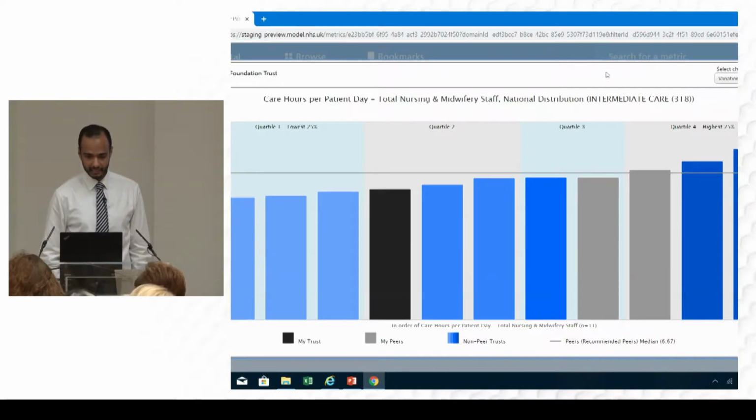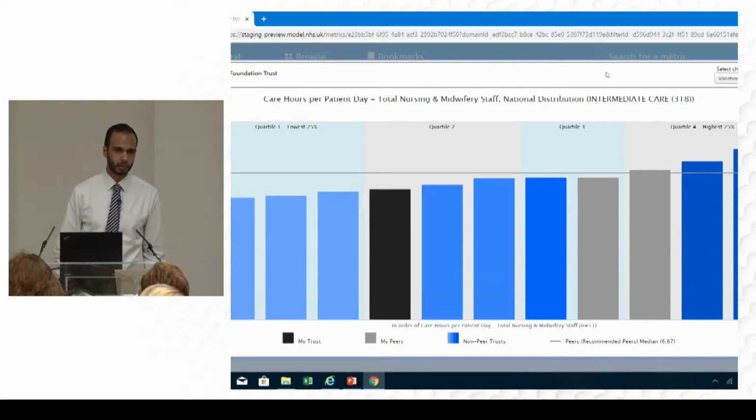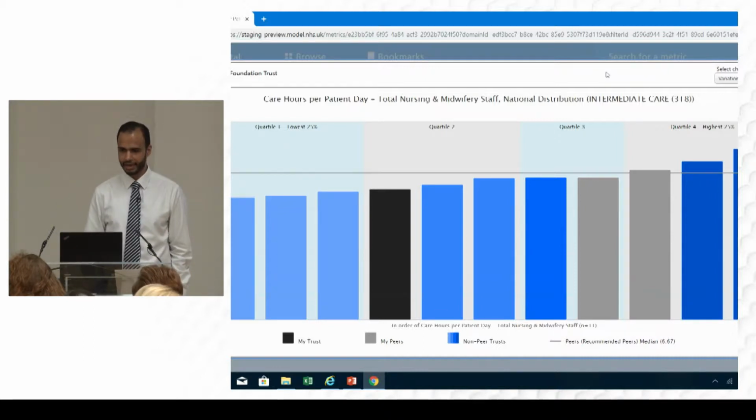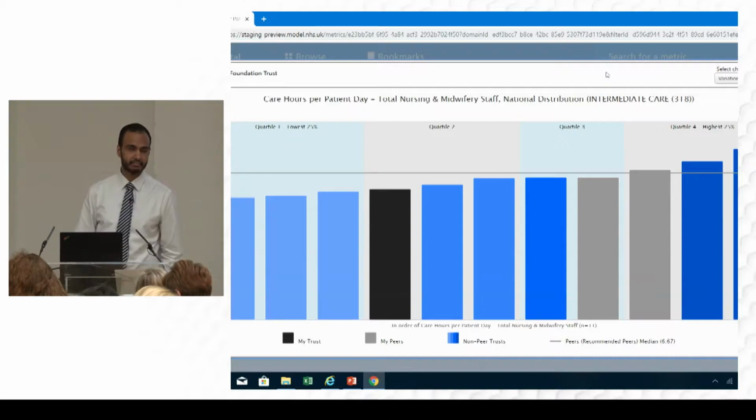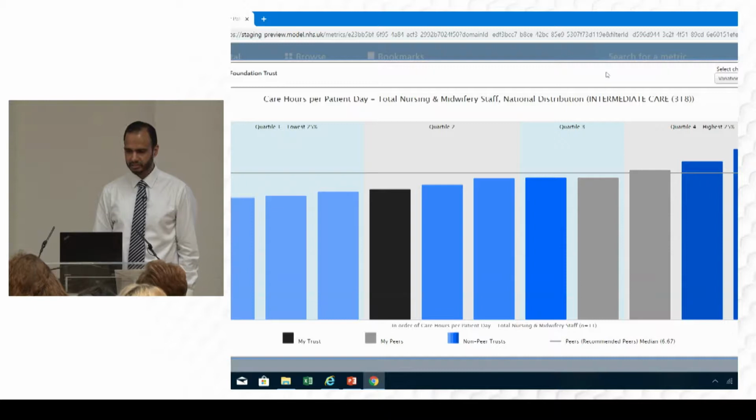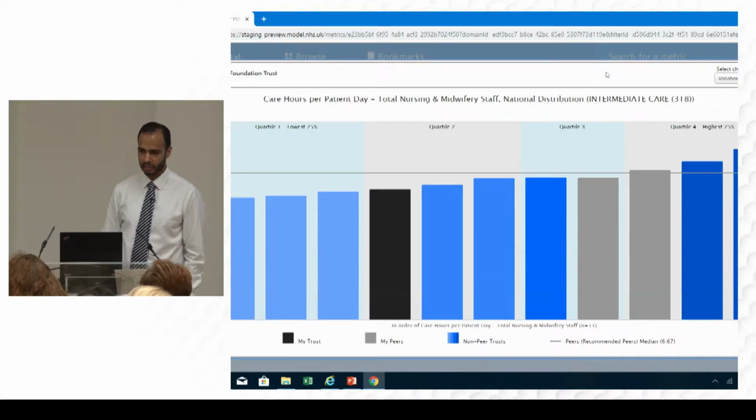But again, it's a useful starting point to see where you sit relative to other organisations, and is this something you need to be concerned about? Are you ensuring that you have enough staff on the ward to deliver safe care for your patients? How does this look if you triangulate it back to your planned data, and how does it look over time?